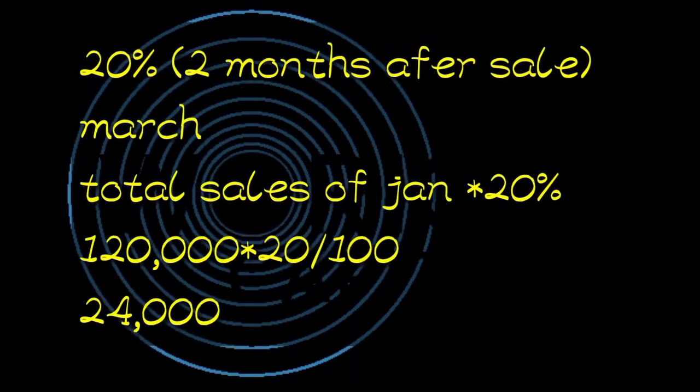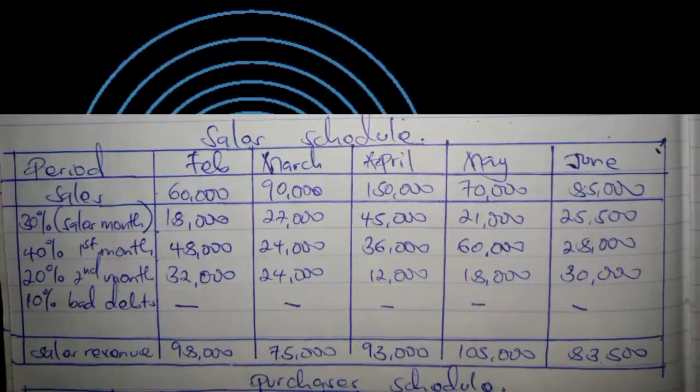In order for us to get what was paid in April, we shall get 20% of the total sales of Feb, like that, until the months are done. Then after, we shall get the total sales revenue that is received in each month. We add the 30% plus the 40% plus the 20%. We don't add the 10% because it's bad debts and we don't put it anywhere in our cash budget.